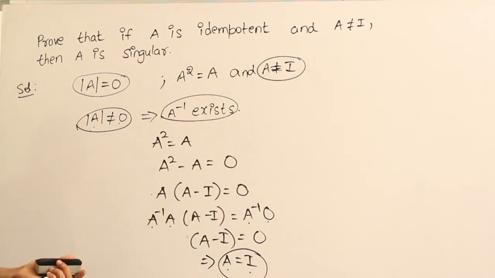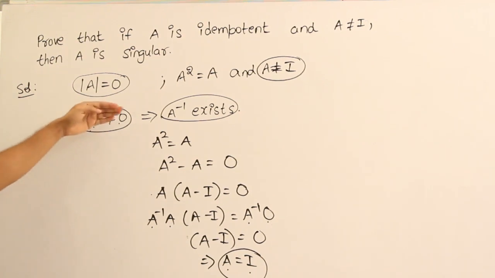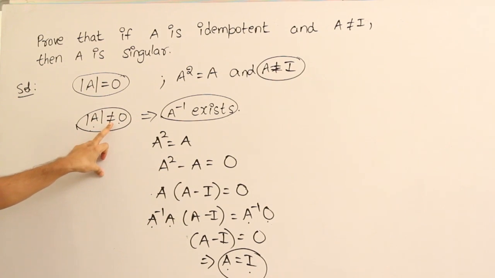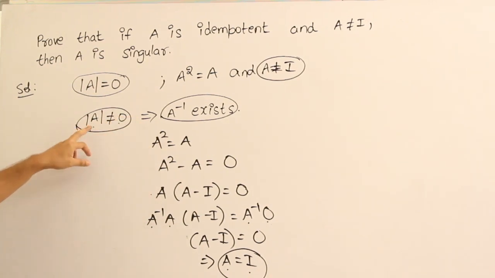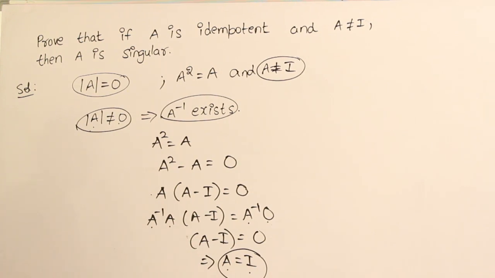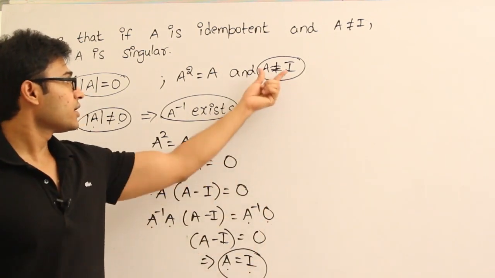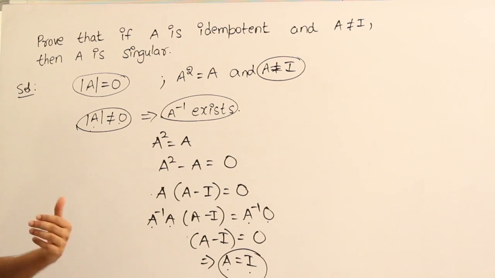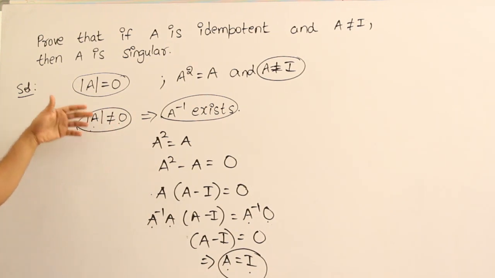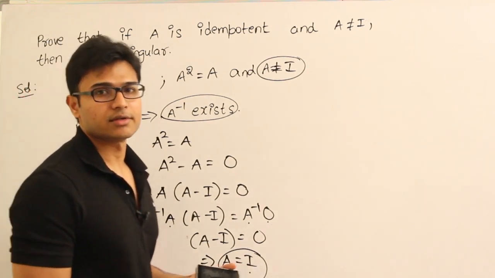Are you getting this? I started this proof under the assumption that A is non-singular, but then later I found out that if A is non-singular, then A must be equal to I, right? But it is already given that A is not equal to I. So what must be right? That our assumption is wrong. So if our assumption is wrong, which means det A not equal to 0 is wrong, then what must be true? That det A equal to 0, which means A is singular. Okay.